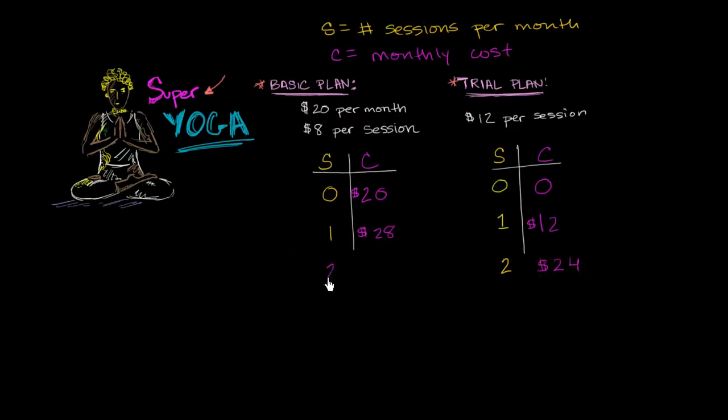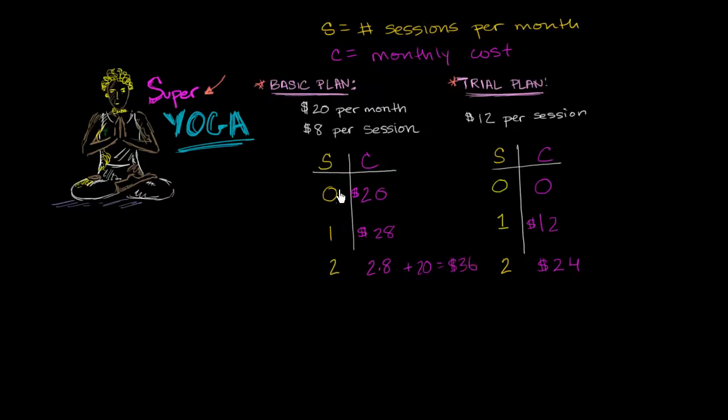If I attend 2 sessions, do that in yellow. If I attend 2 sessions, 2 times $8 per session, that's going to be $16 plus the $20 that I have to spend every month. So it's going to be 2 times 8 plus the $20, which is 16 plus 20, equal to $36.